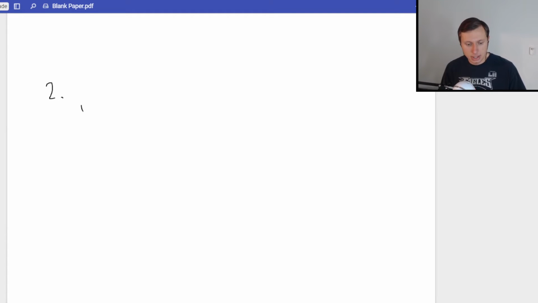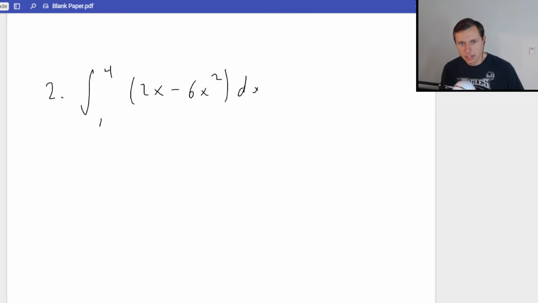Number 2, the integral from 1 to 4 of the quantity 2x minus 6x squared dx. Question. Well, I want you to think about this in your heads. You don't have to call it out. Is this a U substitution problem? I'll give you a few seconds to think about it. Yes or no? Okay, time's up.